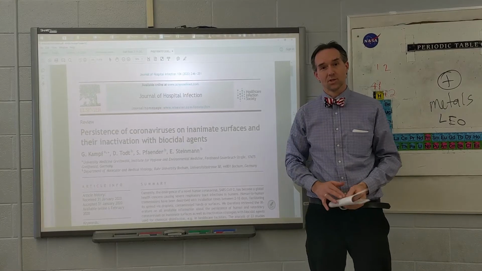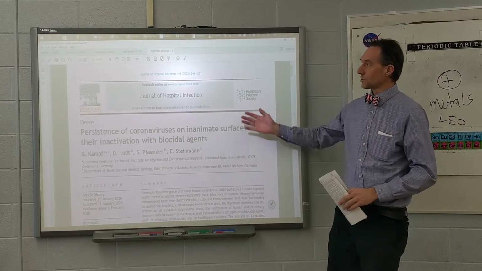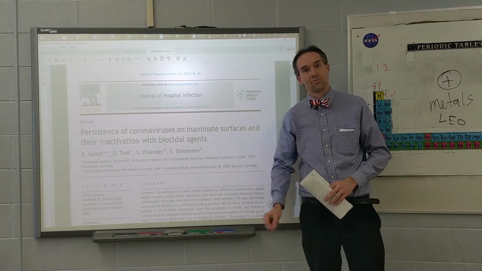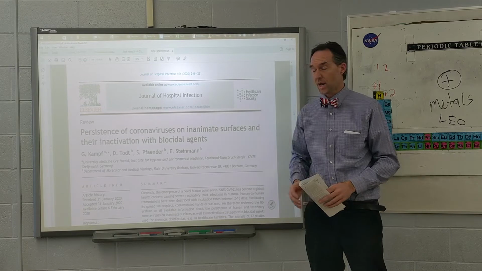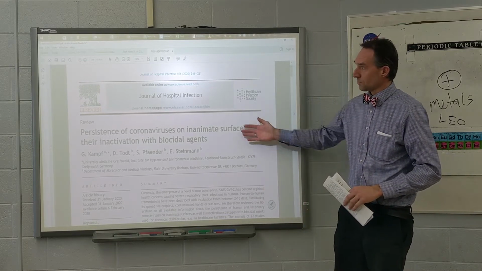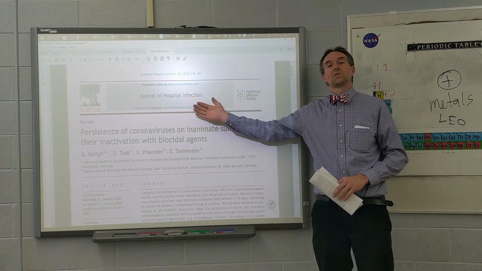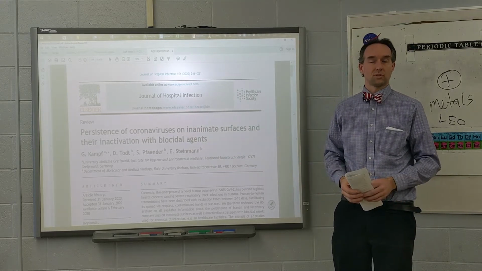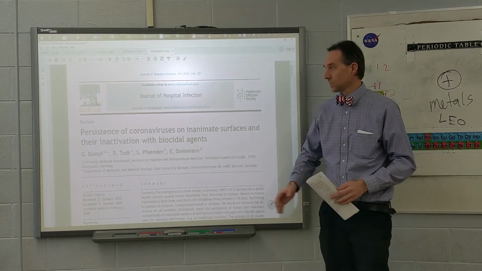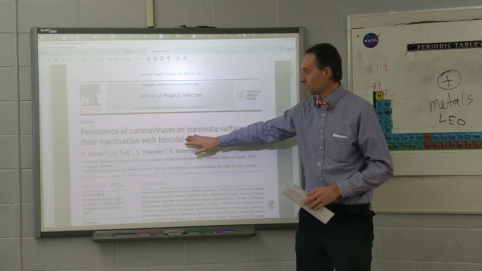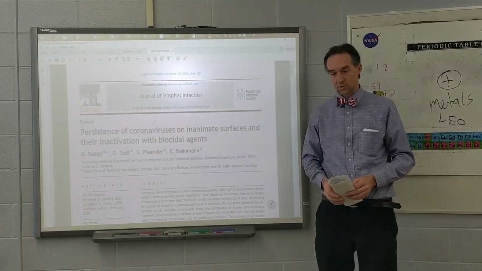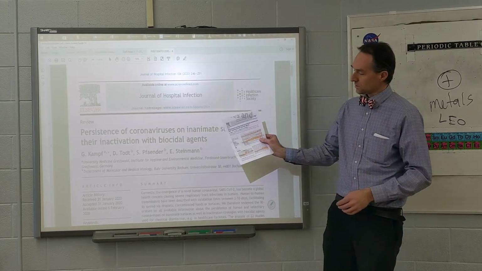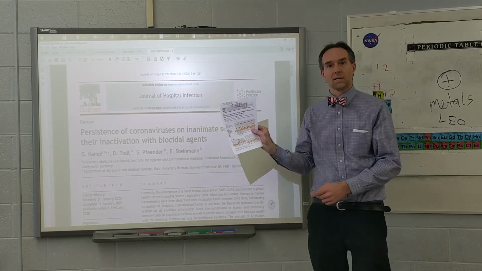I'm here to help you all in the world understand about coronavirus and how to kill coronavirus using chemistry. So I have this paper here from the Journal of Hospital Infection, which goes on to explain proper ways to disinfect hospitals and specifically remove coronaviruses from surfaces using biocidal agents. So I printed this paper out. You can see it's the same paper, and I went through and I annotated and highlighted.